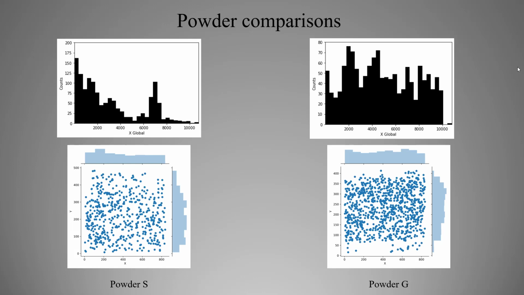The histogram shows that the distribution of pores in the powder G sample is more even as compared to the powder S sample. Further differences were noticed in the two samples, which will be further explored to determine which of the powders is better suited for the high pressure cold spray on a steel substrate.